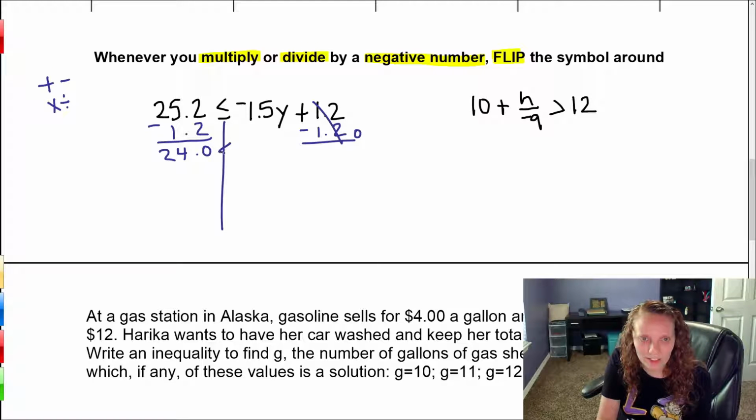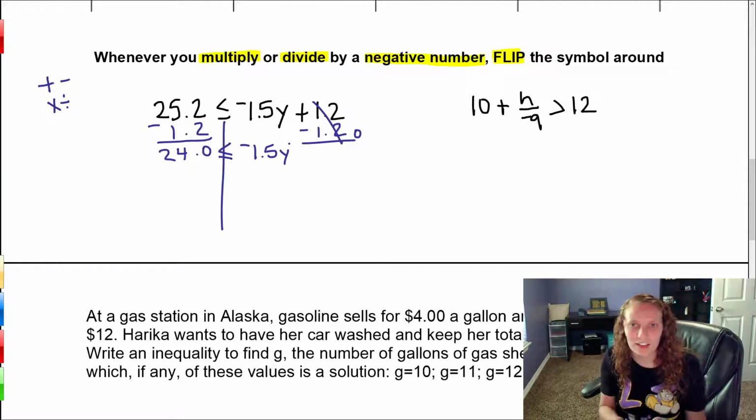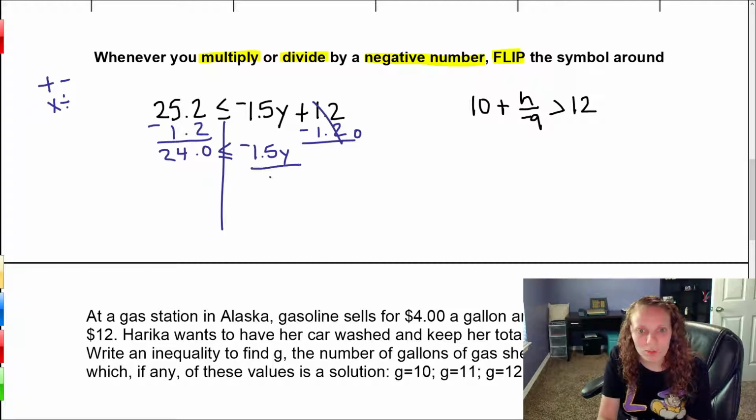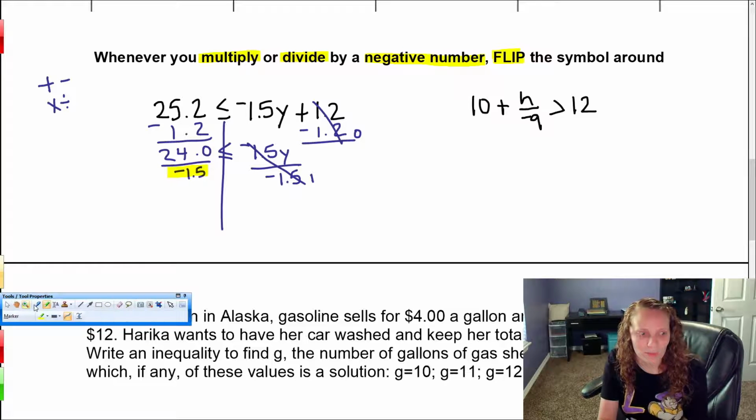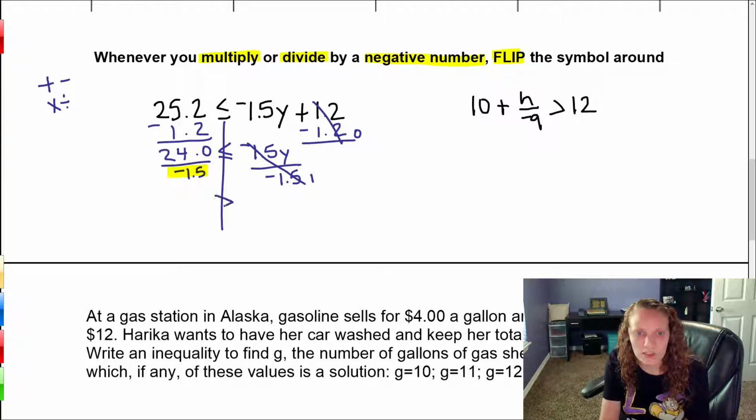Now I'm bringing the inequality symbol down, and then we have negative 1.5y. Now this negative 1.5 is right next to the y. That means multiply. So the opposite of multiply will be to divide by negative 1.5 on both sides. These cancel out. Negative 1.5 divided by negative 1.5 cancels to 1. Now right here is where we are dividing by a negative. Because this happens, we need to flip the inequality symbol around. And then y is still on this side. I just brought it down.